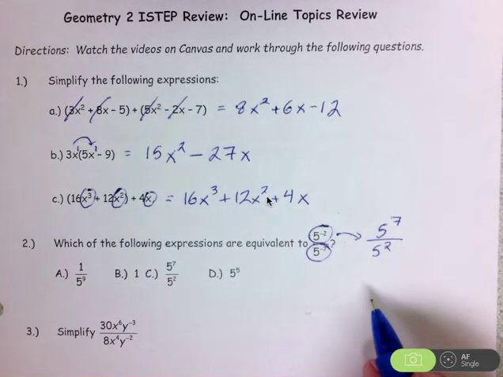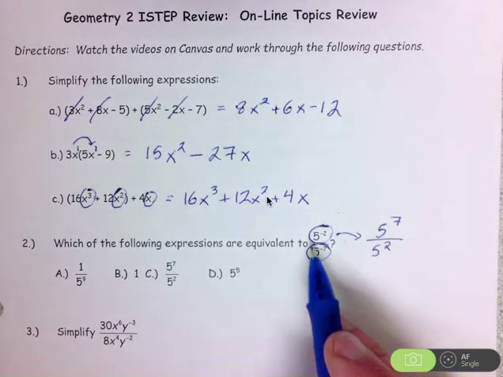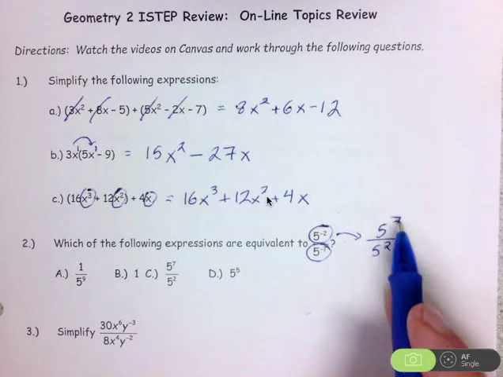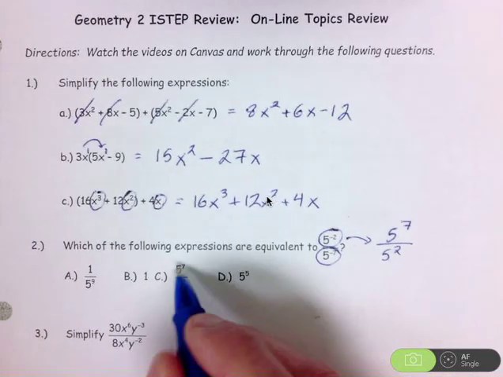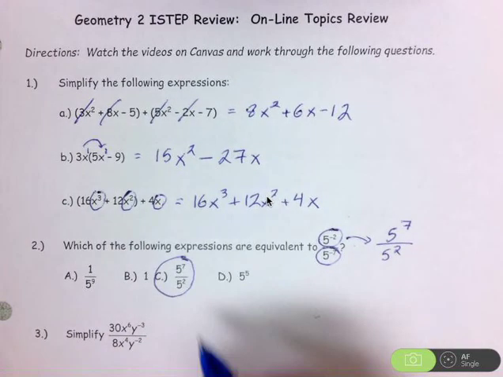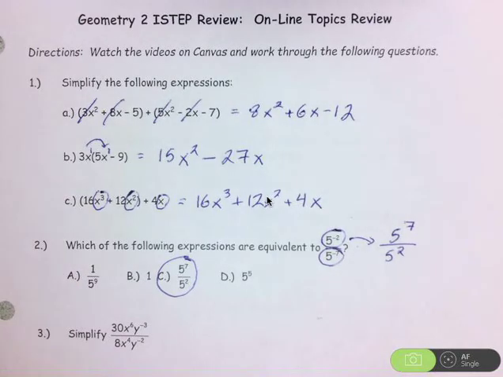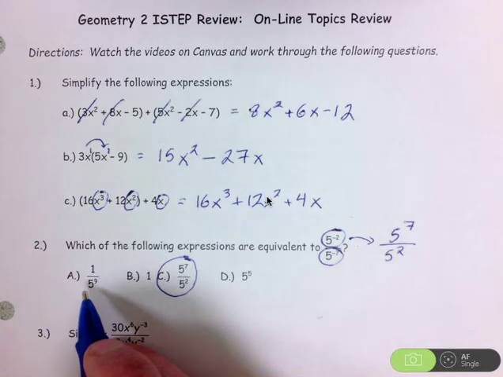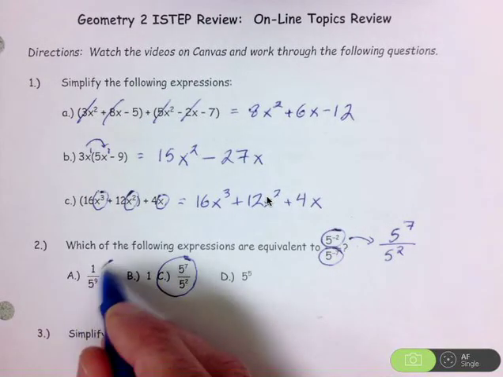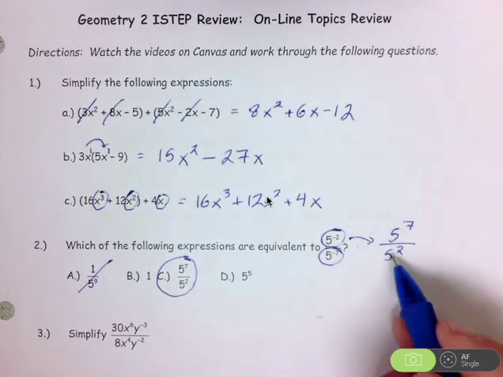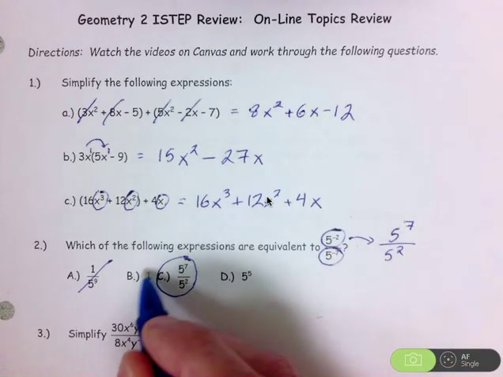But the job really isn't to simplify. Our job is to determine which of the expressions are the same as this one. So this 5 to the 7th over 5 to the 2nd, that's actually answer C. So that is an equivalent expression. So notice this one is not. We're not going to get a 5 to the 9th. And same thing, the 5 to the 7th over the 5 to the 2nd, those won't cancel and make 1.